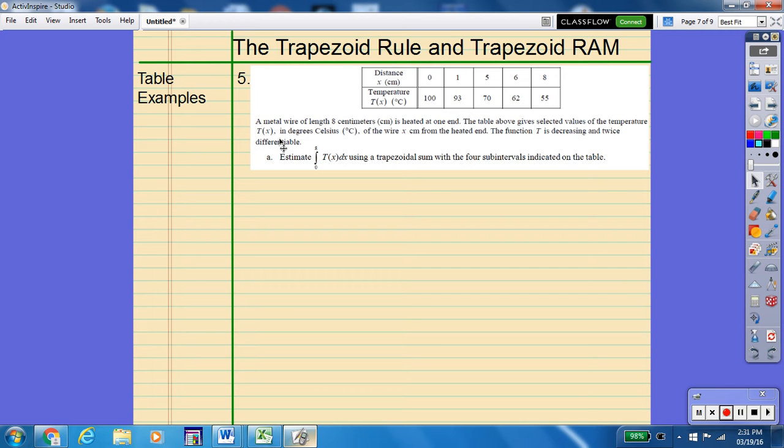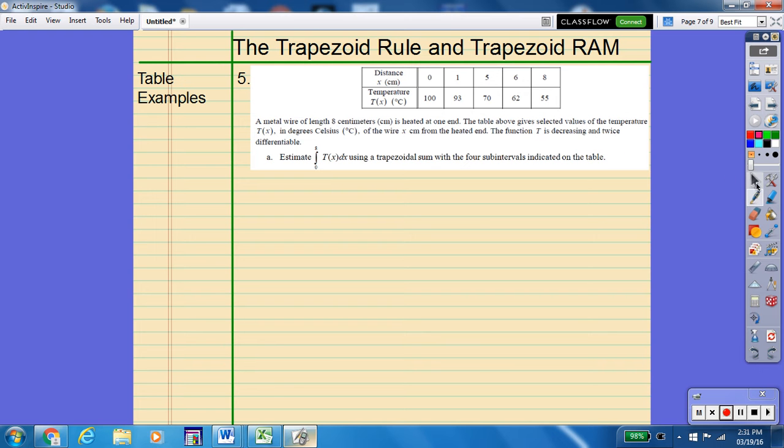So just to give you a little bit of context, if you have a metal wire and you heat it up on one end, it gets hot, it transfers heat, but as you go away from the source of heat, it's not as hot. And so what they're doing is they're measuring the distance from the source of heat, and they're giving you the temperature at each measurement. And so it makes sense that the temperature is decreasing, and twice differentiable just means that the function is able to have the derivative twice, but it doesn't mean anything for you to take the derivative or anything like that.